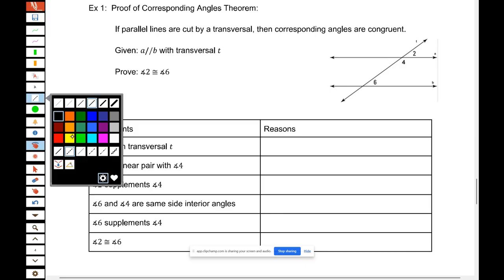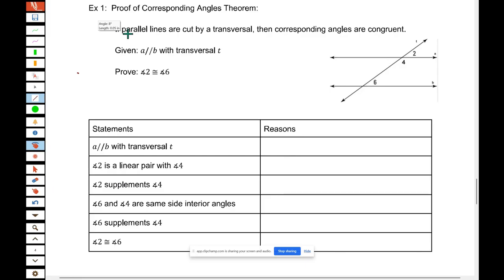So if we remember, the hypothesis of the statement is what leads to our given information. So we have to be given that the lines are parallel and cut by a transversal, which is why I said A is parallel to B, and it's cut by transversal T here. And then the prove comes from the conclusion of the statement. We are going to try to prove that a set of corresponding angles is congruent.